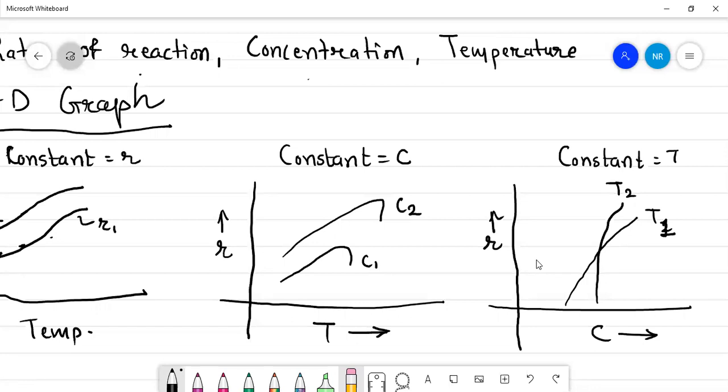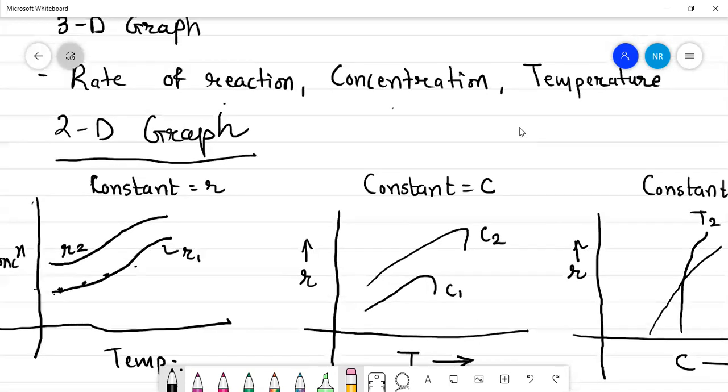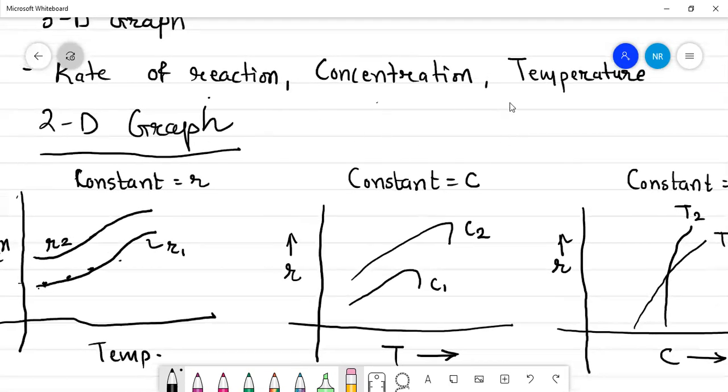Up to this point we have only a 2D graph, because temperature is not varying with reaction. But now temperature also changes. So we would have to draw a 3D graph for rate of reaction, concentration, and temperature. To draw and understand a 3D graph is very difficult. So we make one parameter constant, and then we draw a 2D graph. In the first graph, the rate of reaction is constant, and we see the effect of temperature on concentration.